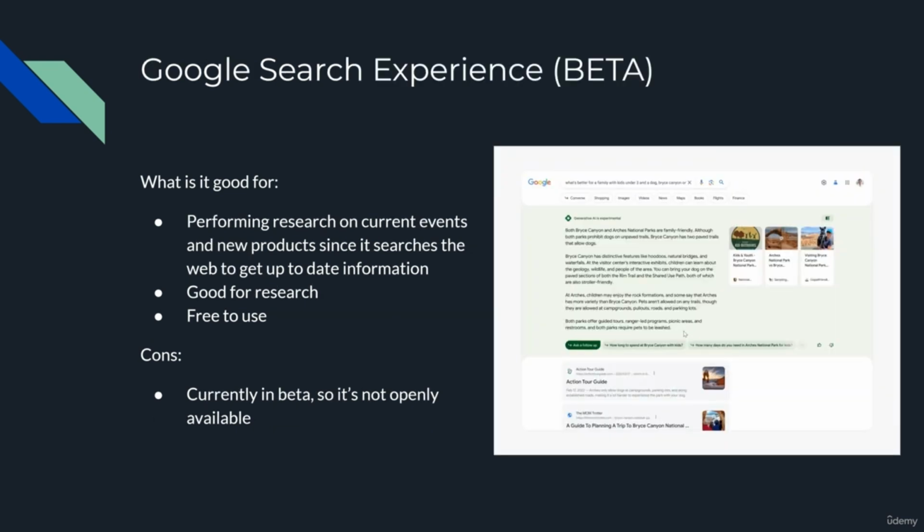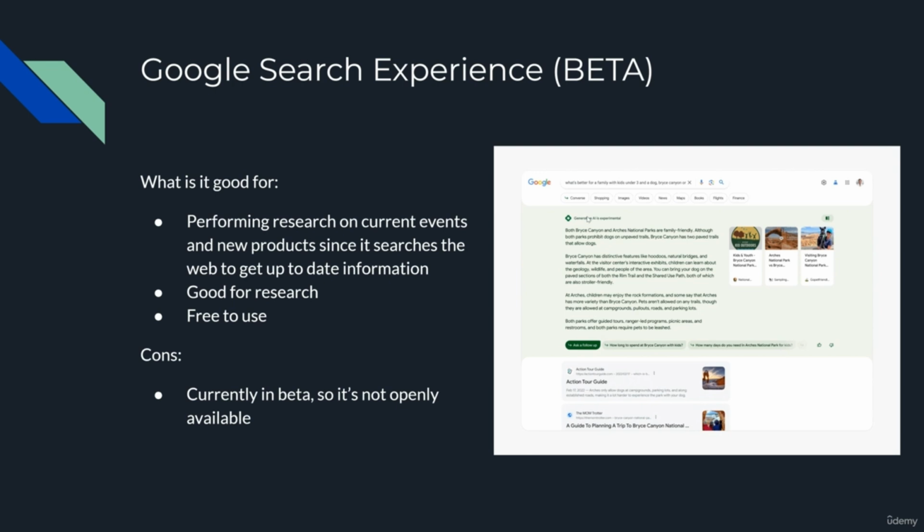The next one is Google Search Experience, which looks like this. It's currently in beta at the time of recording. However, it likely won't be in the future. And it's good for performing research on current events and new products since it searches the web to get up-to-date information. It's good for research and it's free to use.